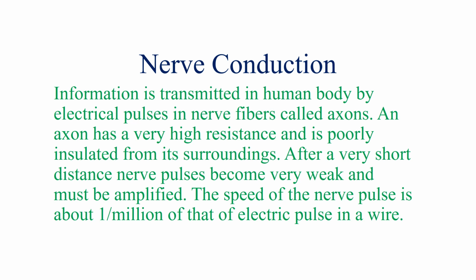It was found that the speed of the nerve pulse is just about 1/1,000,000 of that of the electric pulse in a wire. Why is the speed of the nerve pulse very small? Because as I told you, the axon is coated with a membrane, and this membrane is a very bad insulator. It has a resistance that is very, very small in comparison with the resistance of the axoplasm in the axon.